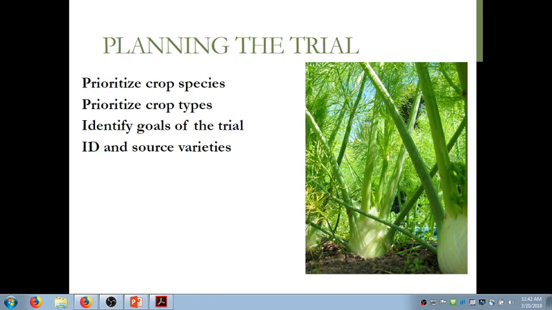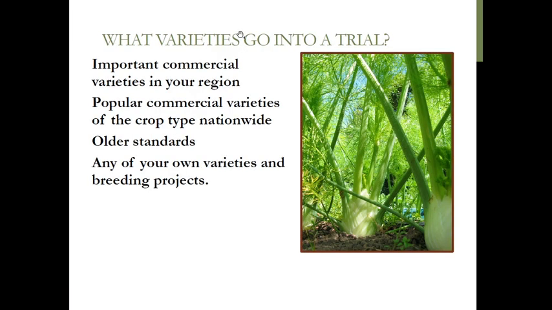You want to think about the goals of the trial. What do you want to answer at the end of this trial? What are the traits you want to be looking at, and how important is it to be able to distinguish them? At that point, you want to think about what varieties you want to include. So how do you maximize the likelihood that you're going to have varieties that are going to be successful in your trial?